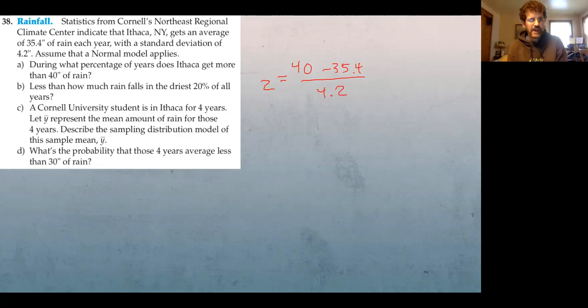Less than how much rain falls in the driest 20% of all years. This is worth talking about. And remember, if we're given the percent, what function are we using?